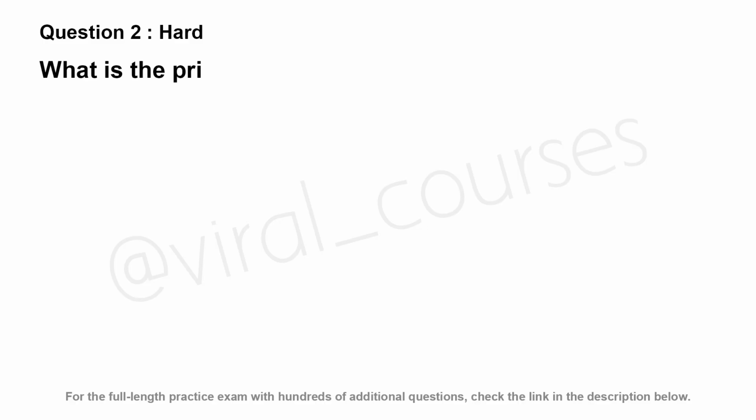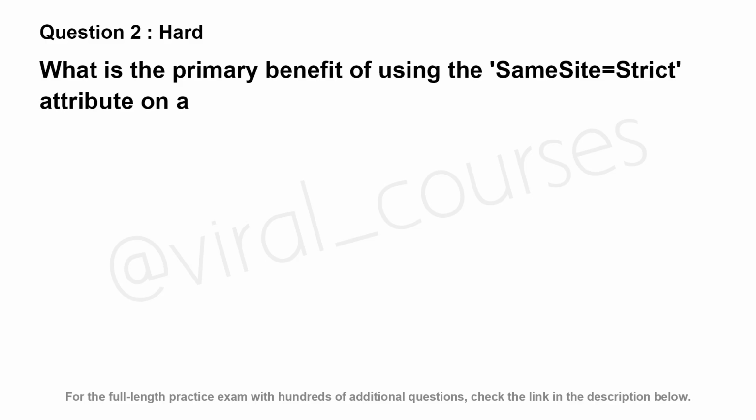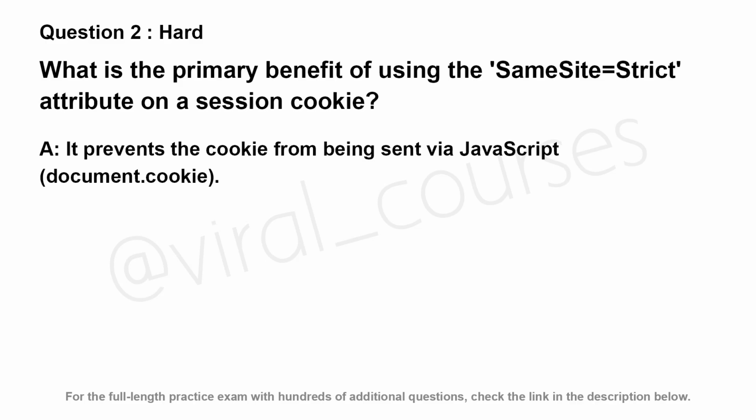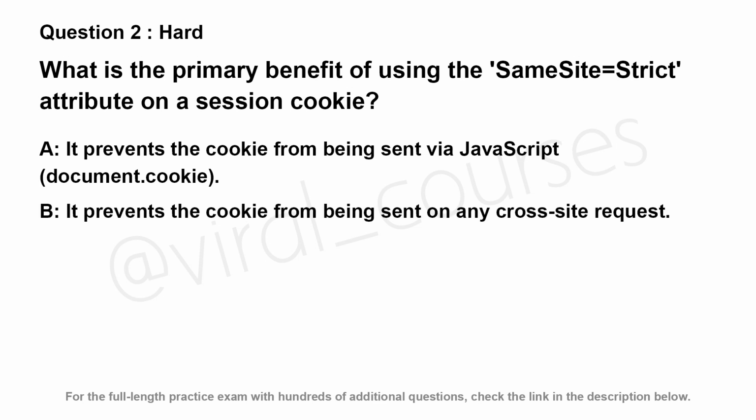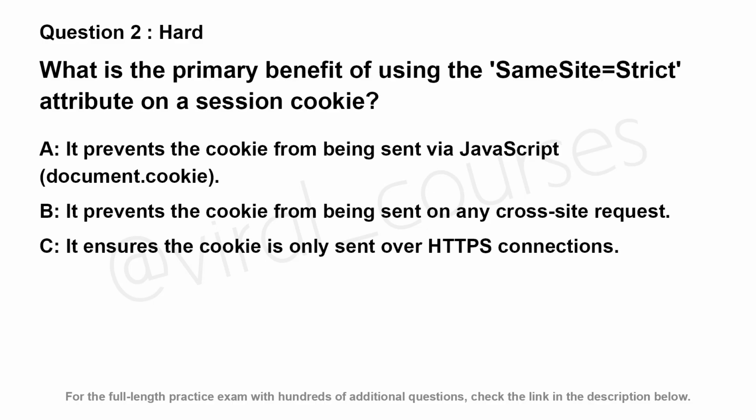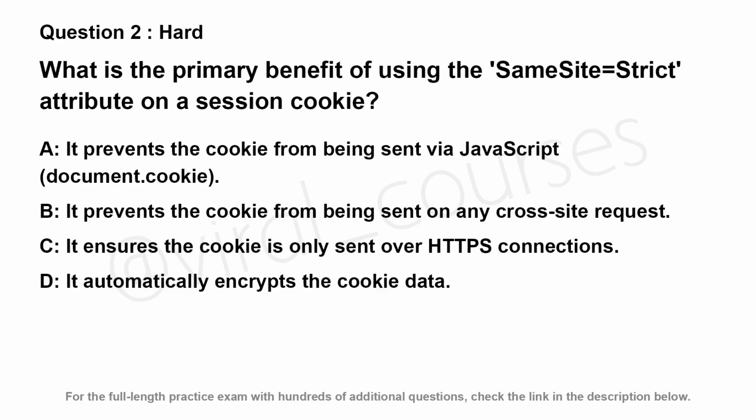What is the primary benefit of using the SameSite=Strict attribute on a session cookie? Option A. It prevents the cookie from being accessed via JavaScript document.cookie. Option B. It prevents the cookie from being sent on any cross-site request. Option C. It ensures the cookie is only sent over HTTPS connections. Option D. It automatically encrypts the cookie data.